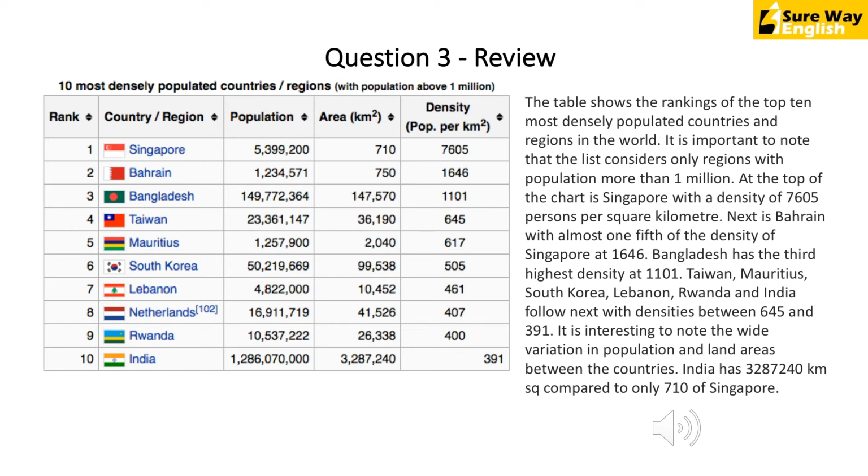Now, they've also mentioned the population and area, right? But you can't mention all of these points. So that's why in the sample response they say that it's interesting to note the wide variation in population and land areas between the countries. And then just to show this variation, they say that India has almost 3.2 million kilometers square compared to 710 kilometers square of Singapore.